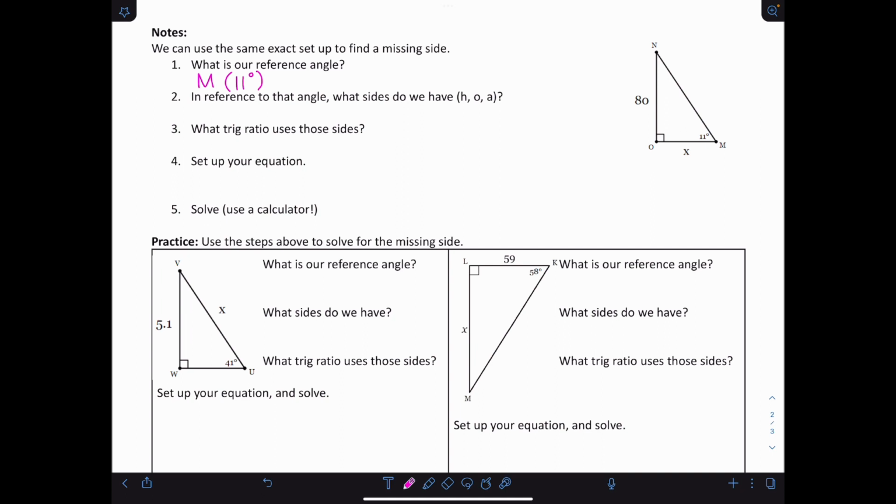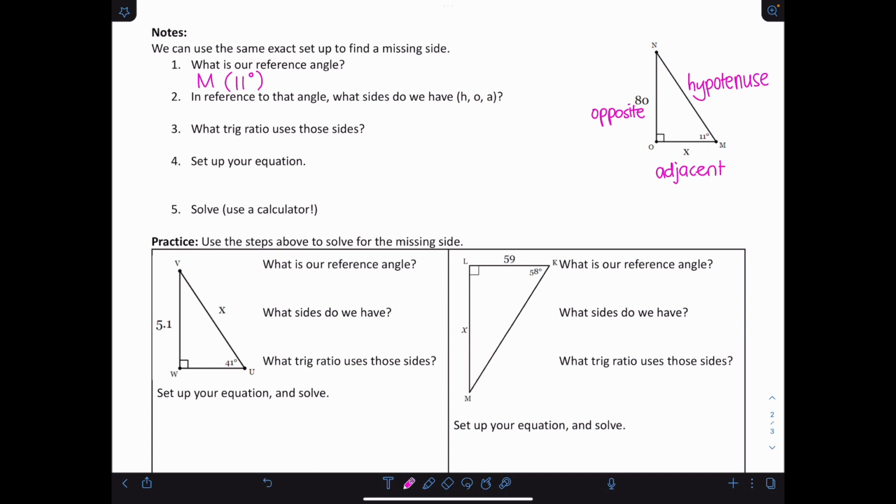In reference to that angle, what sides do we have? There are two sides that are labeled. There's an 80 over here and an X over here. 80 is across or opposite from our reference angle, so we'll call that the opposite side. The hypotenuse is always across from our right angle, so this has to be the hypotenuse. So that makes our remaining side, the one that's labeled with X, our adjacent side.